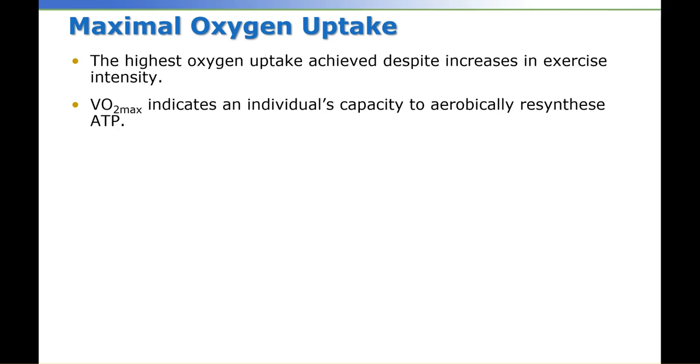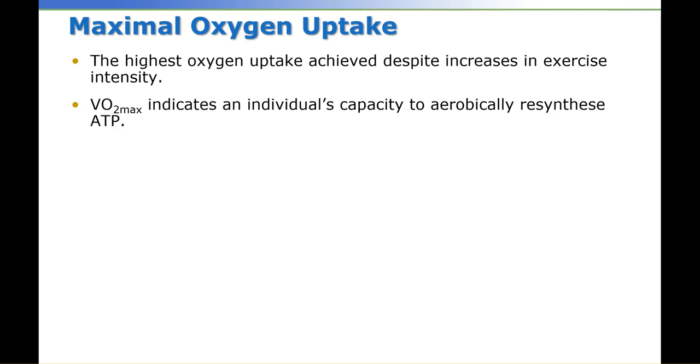Maximal oxygen uptake: the highest oxygen uptake achieved despite increases in exercise intensity. VO2 max indicates an individual's capacity to aerobically resynthesize ATP. So max oxygen uptake is the ability of the individual to aerobically resynthesize ATP to keep going. Different people's VO2 max differs, and if they can't resynthesize ATP aerobically, then they don't have a very high VO2 max.